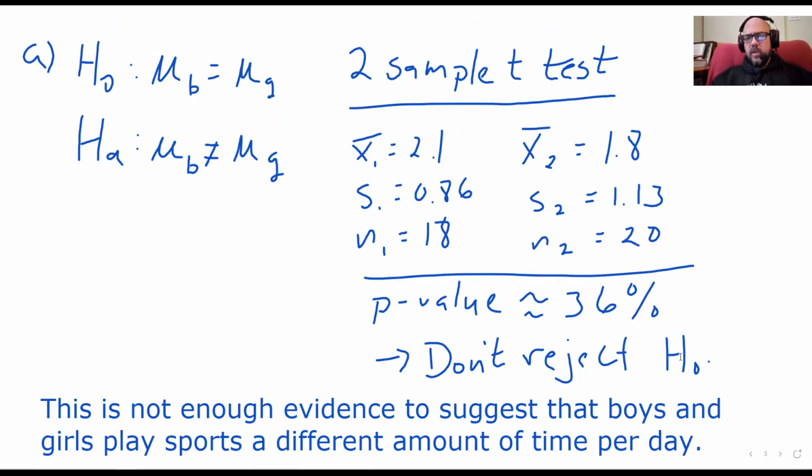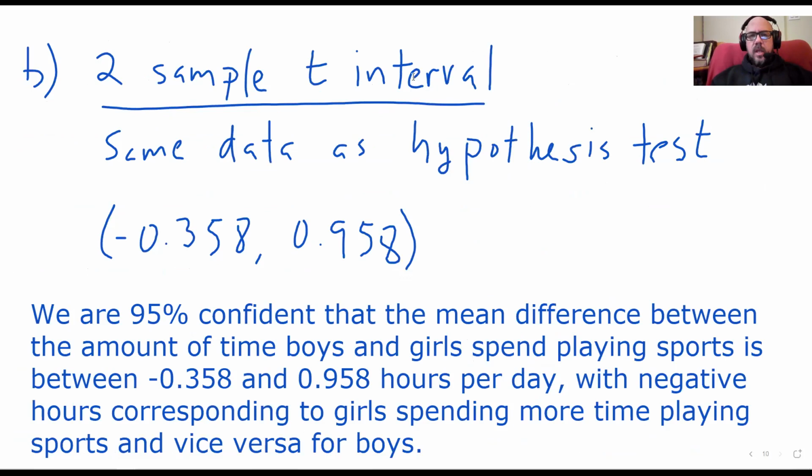Right, when we don't reject the null hypothesis, that's the same thing as saying we think it's reasonable to say that the average number of hours per day that boys spend playing sports is equal to the average number of hours per day that girls spend playing sports. That's what not rejecting the null hypothesis means. And so that goes with a confidence interval that contains 0. That's another way of saying the same thing, that 0, no difference, is a reasonable interpretation of our data. So that's the connection between hypothesis tests and confidence intervals.